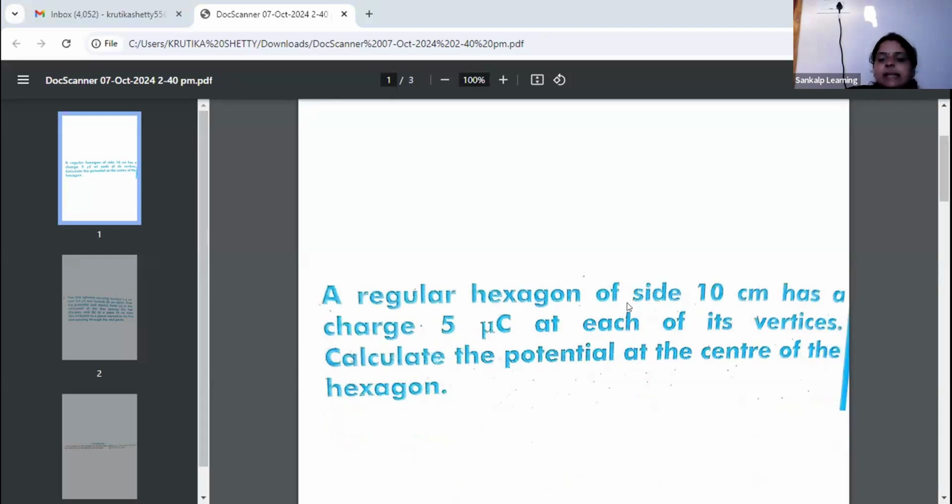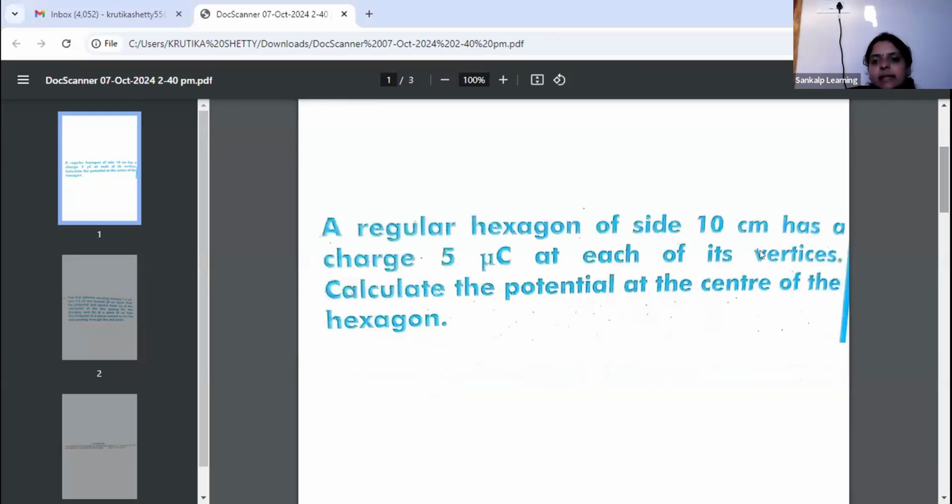A regular hexagon of side 10 centimeter has a charge 5 microcoulomb at each of its vertices. Calculate the potential at the center of the hexagon.